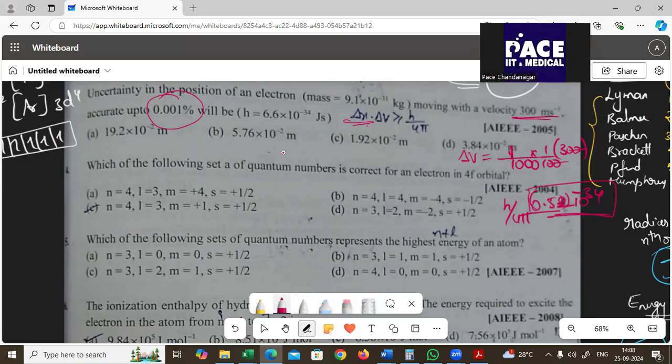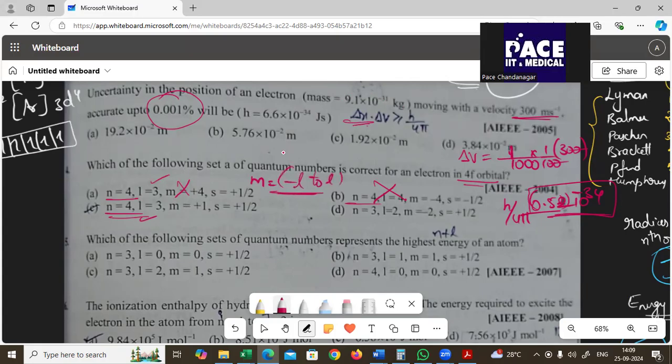All right, then moving on with the next question. Which of the following sets of quantum numbers is correct for an electron in a 4f orbital? 4f means n is equal to 4, correct. If n equals 4, L can be 3. L is 4, not right. So L can be 3, correct. And then M can be plus 4? No, because M values always range from minus L to plus L only. So minus 3 to plus 3 only, M cannot be 4. So obviously C is my answer there.